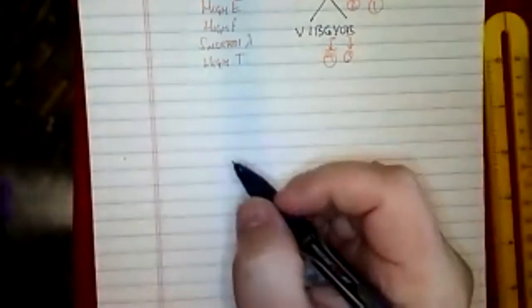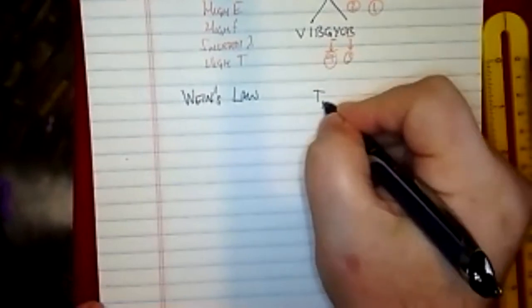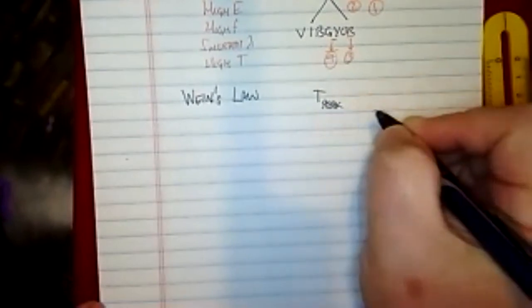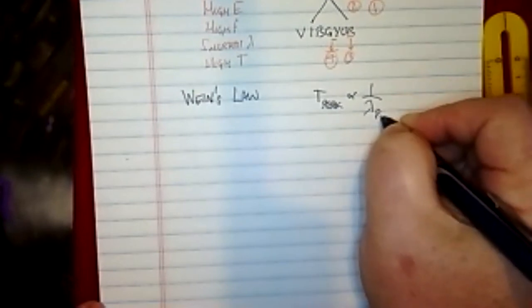Actually, I just thought of another thing I should probably do. So let me do this as well. One more thing. This will be Wien's law. This is Wien's law, W-E-I-N apostrophe S law. Now there's an equation for it, but it basically just says the temperature at the peak of that famous Planck curve is inversely related to the wavelength at the peak.